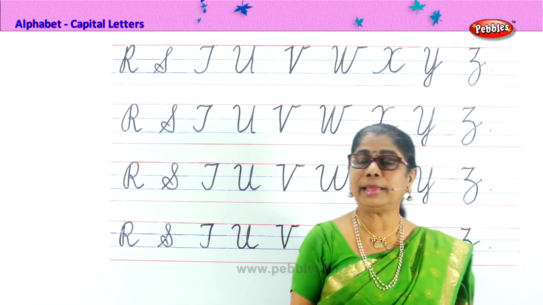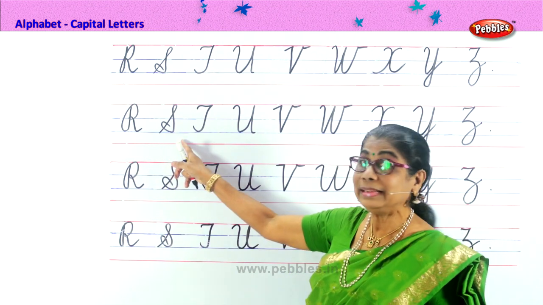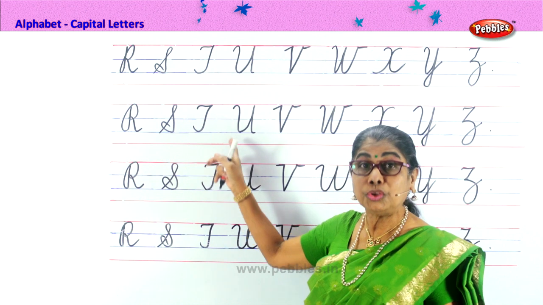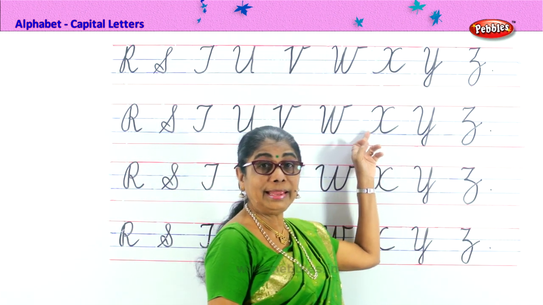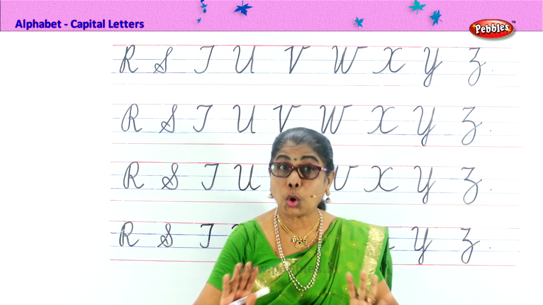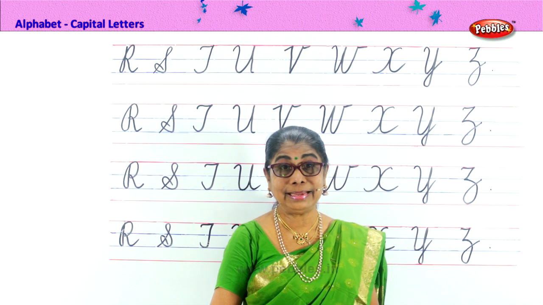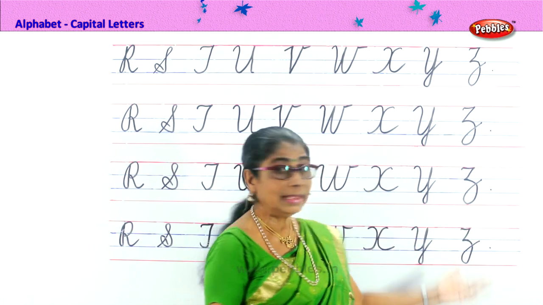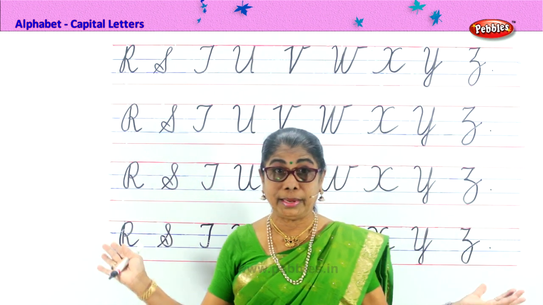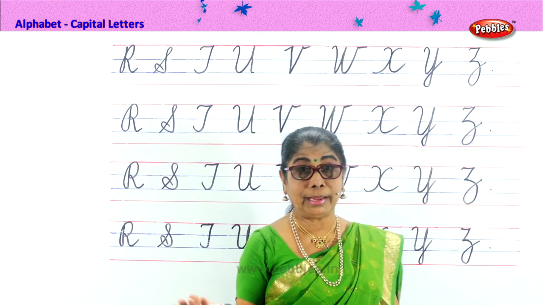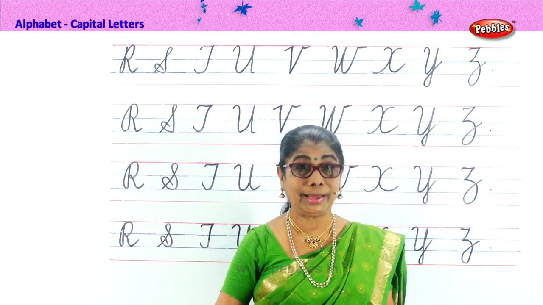What did we learn today? We learned to write letter R, S, T, U, V, W, X, Y, Z. We have done all the big capital letters. Yes? And remember Y and Z over here, we use all the 4 lines. The rest of the letters are standing on the blue line. Good.